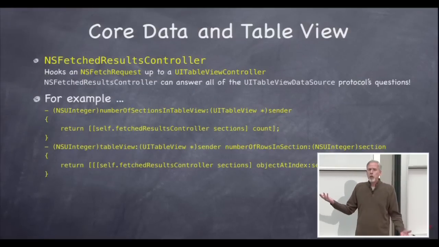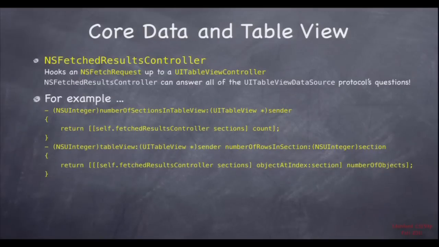So here's an example of what a fetched results controller looks like. If I had a table view and it had a property on it, which was an NSFetchedResultsController, self.fetchedResultsController, then once I hook it up to the fetch request, which I'll show you how to do, I can say things like self.fetchedResultsController.sections.count, and now I've got the number of sections. Or self.fetchedResultsController.sections objectAtIndex:section, which gives me this section object, numberOfObjects, and it'll tell me how many rows are in that section.